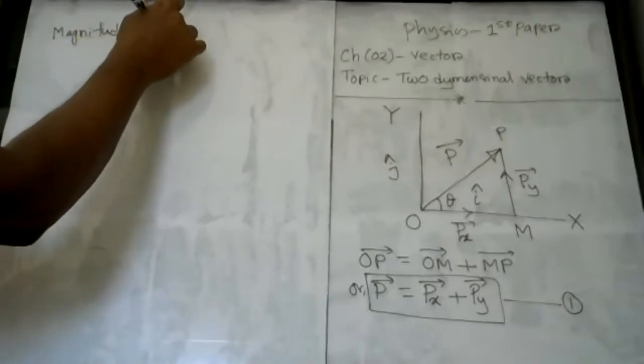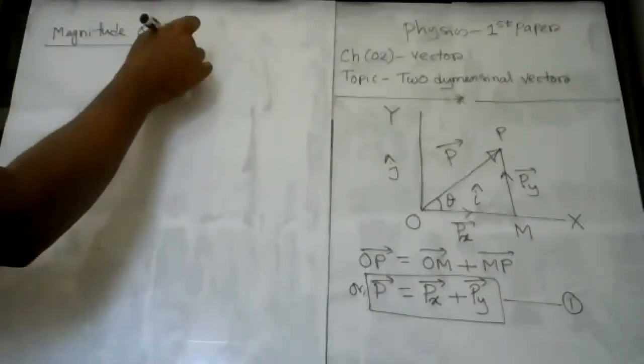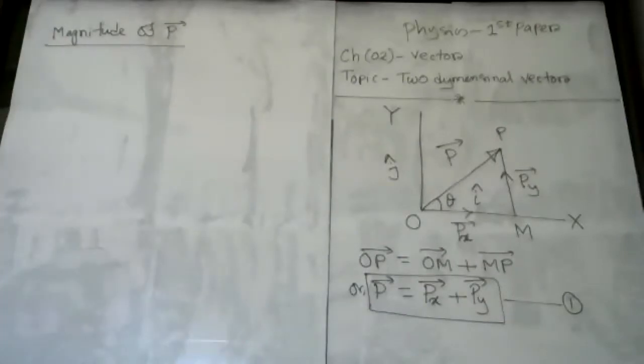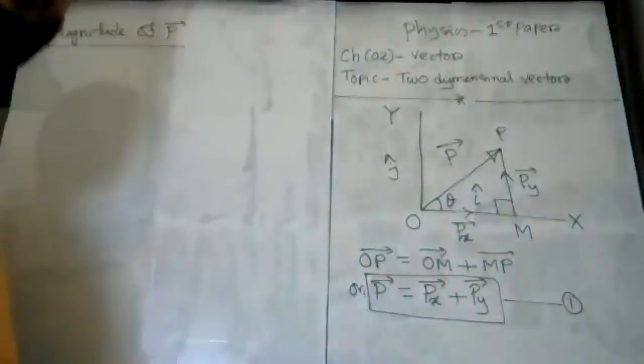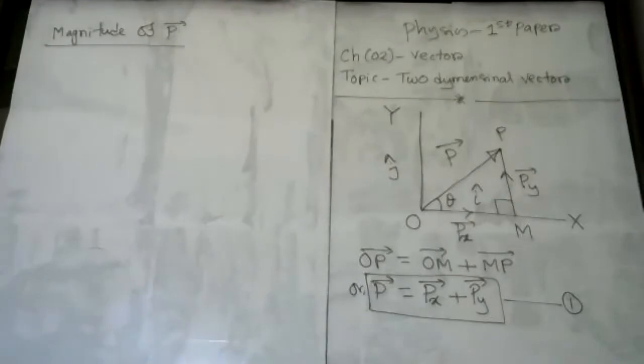OP. You see here, my dear student, OP, OM, and MP. These three sides make a right angle triangle, because this is a right angle. Since these three sides make a right angle triangle, that's why we can apply the Pythagoras theorem here.